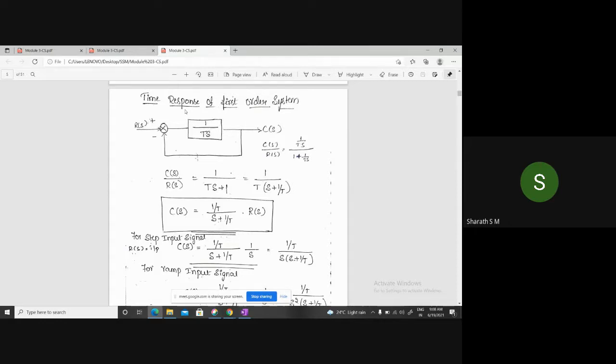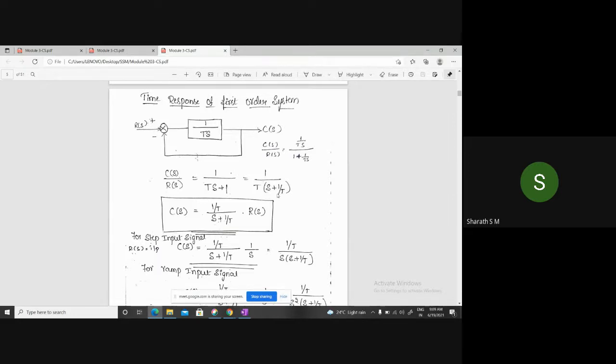So we'll explain it. With respect to the negative feedback, we have G as 1 over Ts. Negative feedback is G divided by 1 plus GH. So G is 1 over Ts divided by 1 plus 1 over Ts. Once we simplify this, cancelling the denominator term, we will get 1 over Ts plus 1. And then take T as a common factor, it remains 1 over T of S plus 1 by T. So that is equal to the transfer function of time response.